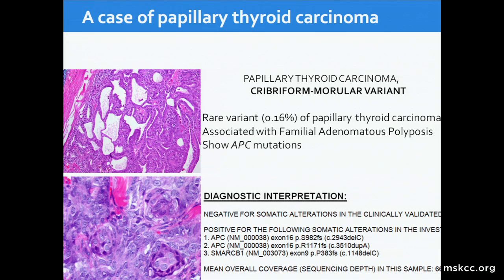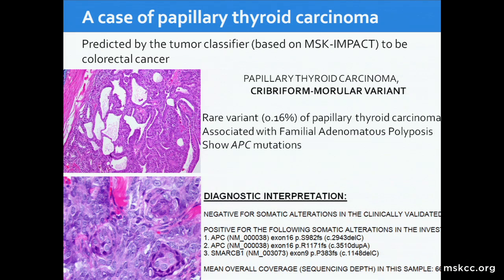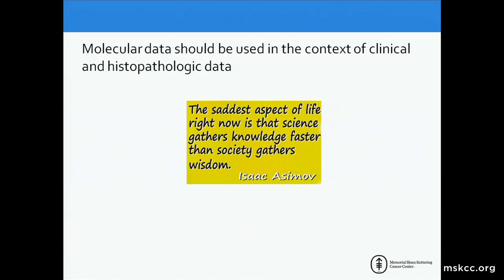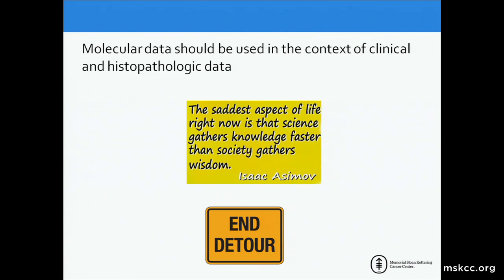But it should not really be a surprise to you what the tumor classifier said this was. It went into the tumor classifier as a papillary thyroid carcinoma. It came out of the tumor classifier as a colorectal cancer. But no surprise, right? It has APC mutations because it's a particular variant of papillary thyroid carcinoma. So no surprise there. All right, so to end our detour, molecular data should be used in the context of clinical and histopathologic data. Very profound.